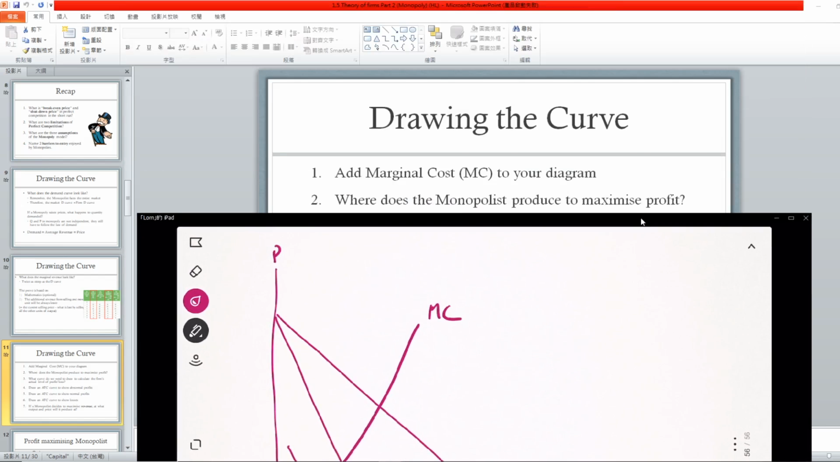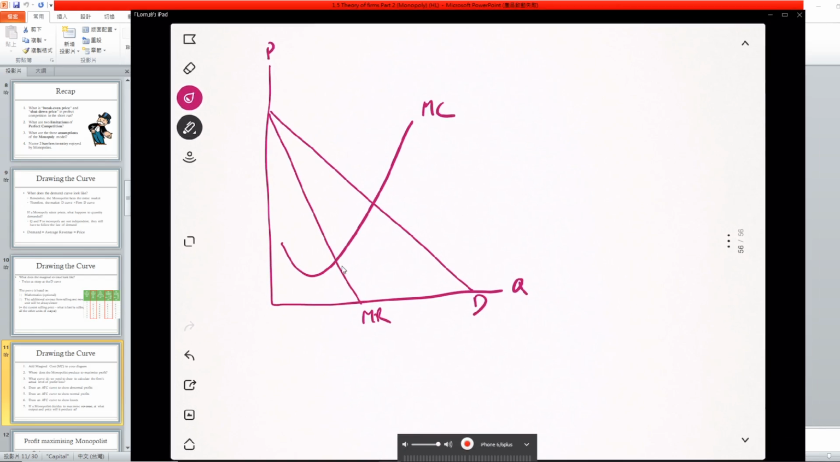So the second step, just like what we do for perfect competition, is to find the profit maximization point. Right here, MR equals MC. So this point here, this quantity Q1, is our profit maximization point. If we are producing at Q1, we are going to sell it at P1 up here. So we just have to draw a straight line until it hits the demand curve. That is the price that we are selling at in monopoly.